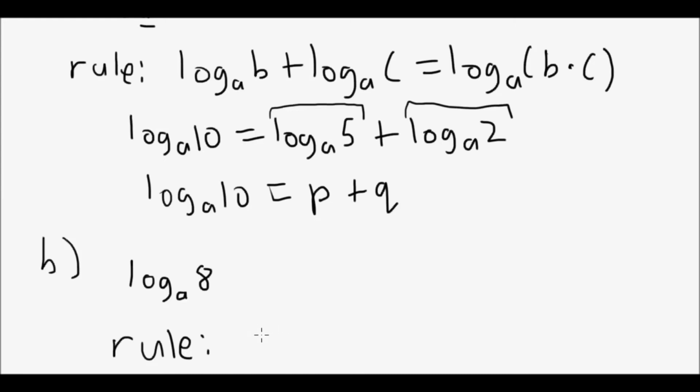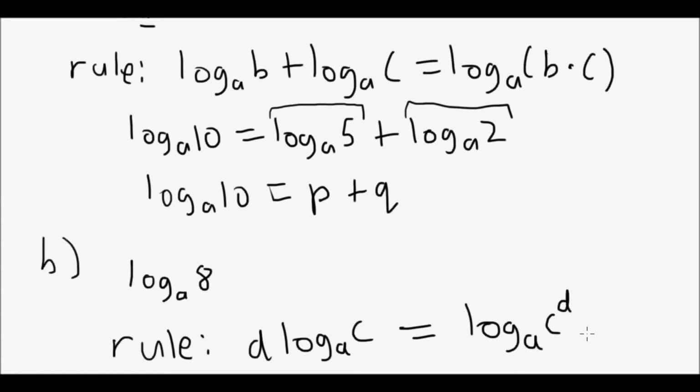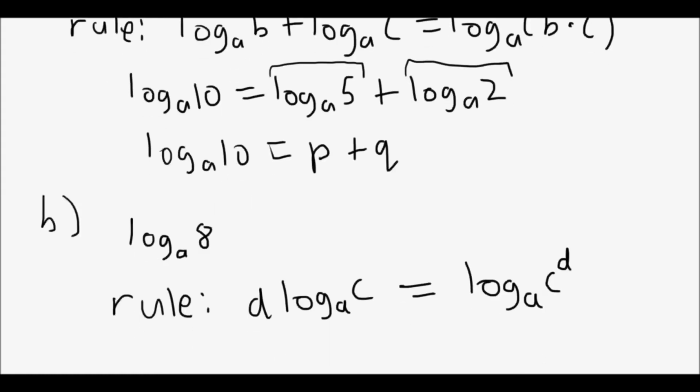If we have a coefficient in front of a log, let's not make it A because that'll just be confusing. Let's do D. Coefficient D with log AC. Well, this is going to equal log AC to the power of D. Okay?